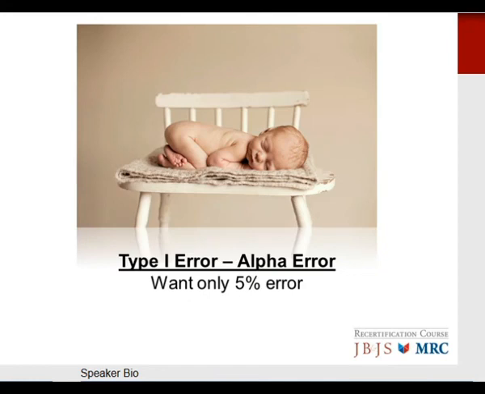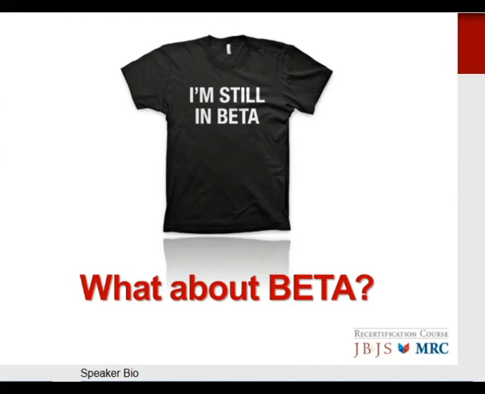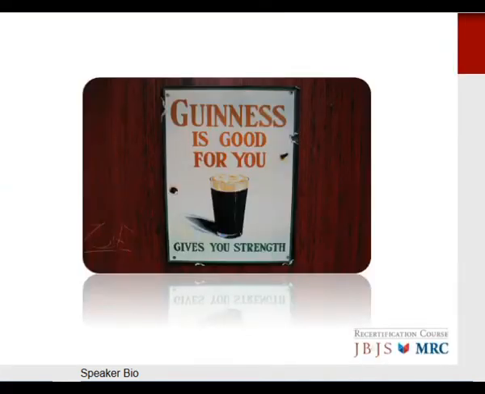And we only want this 5% of the time. And that's where the concept of p less than 0.05 comes from, because we only want this 5 times in 100. But what about beta? Well, let's go through this simple examination.